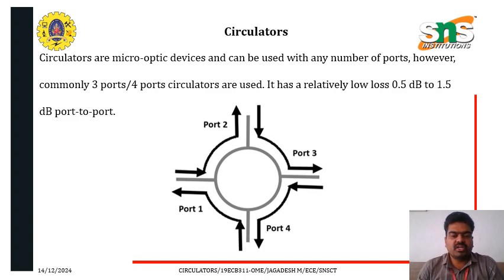So this is the structure of a circulator. It is called a circulator because of the shape of this device, which is circular. Here we have the ports, port 1, 2, 3, 4, and the movement of the power is indicated by the arrow line. So this is all about a circulator.